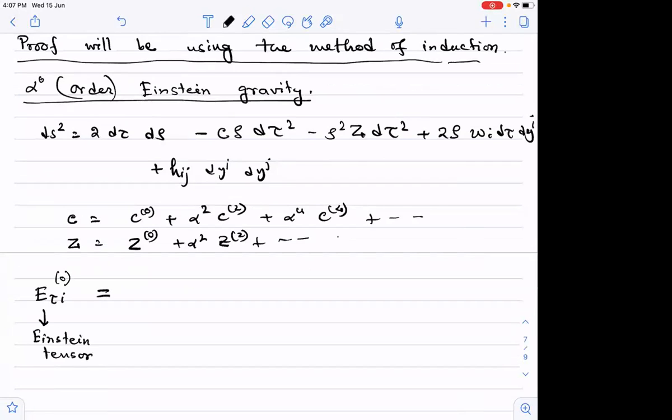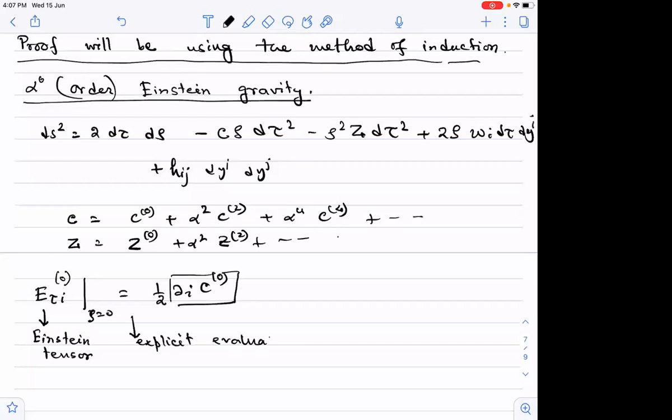If I look at the equation of motion at zeroth order, this is basically the Einstein tensor. If you explicitly evaluate it on the horizon on this metric, it will turn out to be half del I of C0, by explicit evaluation. Now, E tau I is 0 everywhere, since we are not considering any matter field. So half del I C0 is 0 from the equation of motion. Therefore, C0 is constant. This is the proof at 0th order.